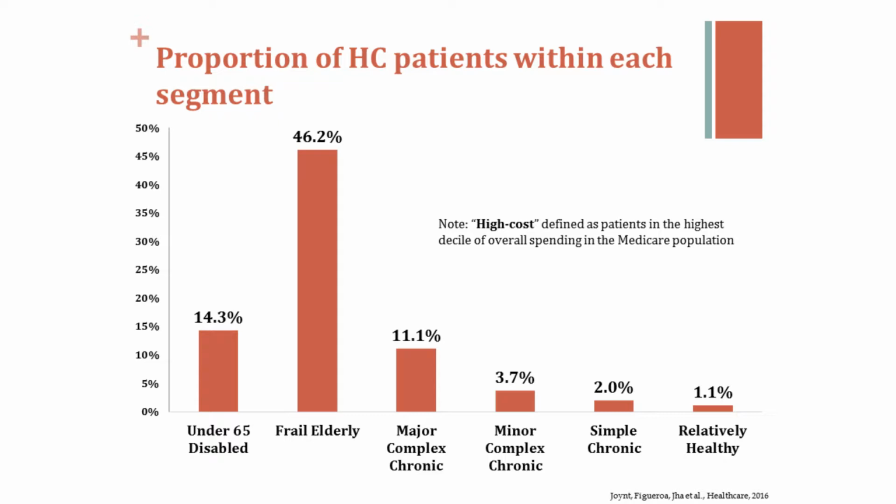And then you see that the frail elders are by far the most likely to be high cost across the 6 segments. So nearly 1 in 2 frail elders will be a high cost patient in a given year. Then you can see that the major complex chronic is about 11%, and then the proportion of patients who are high cost in the other 3 groups is very low, ranging from 1% to about 3.7%.